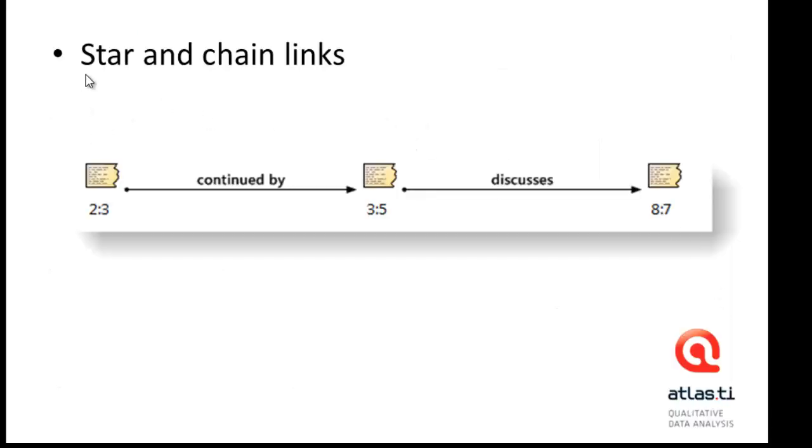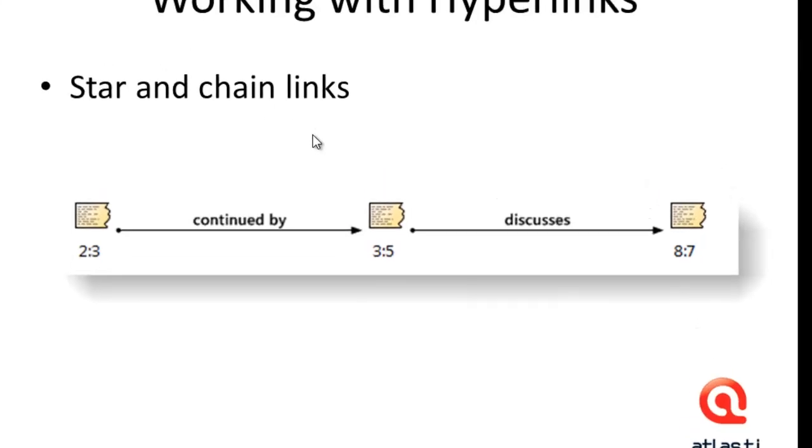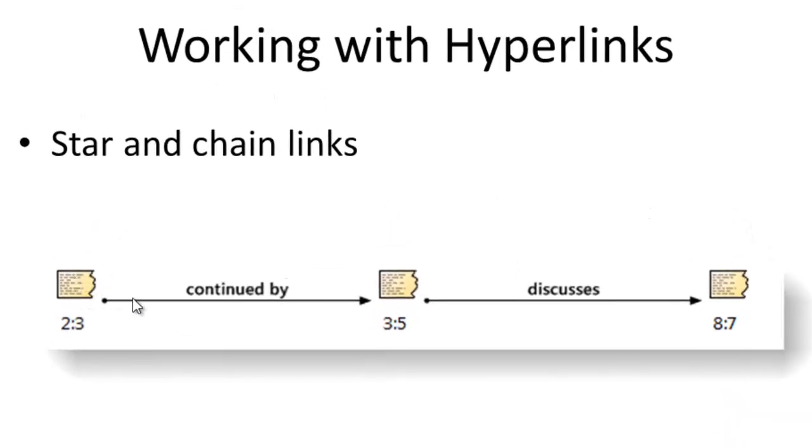And for that, we need to know about stars and chains. You can actually create a chain link. So it starts with quotation 2, 3, and that's the source quotation. Then we have a first target, 3.5. And then this target quotation turns into a source quotation, and you continue to link with a third quotation and so on. So this is a chain, or what ATLAS calls a chain.